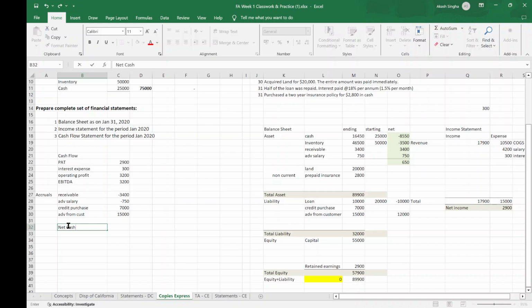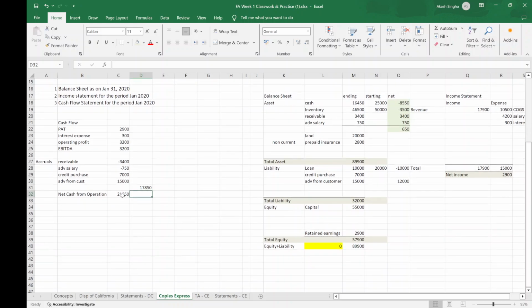Net cash from operation equals this plus this. Now the total impact of accrual is the sum of these. So net cash flow from operation is 21050.